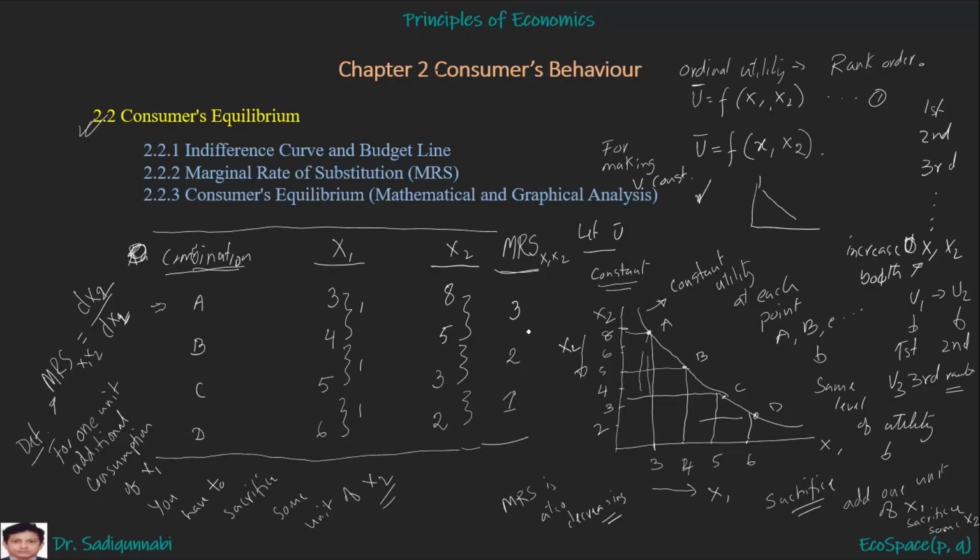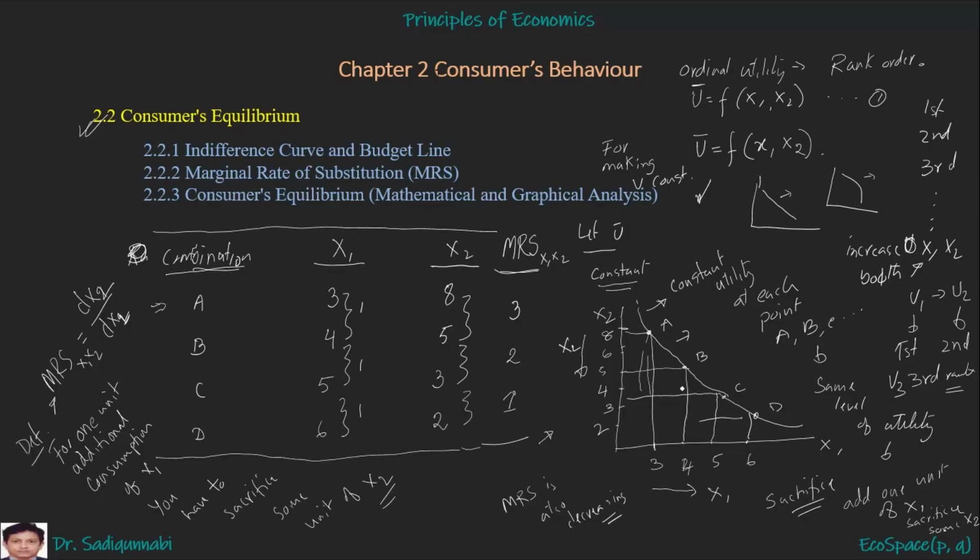So when MRS is increasing, suppose it is 3, 4, 5, what could the curve be? It will obviously look like a concave. So in convex, MRS is decreasing. In concave, MRS is increasing. In a straight line, MRS is constant. But normally, we see in economics that the curve looks like this.